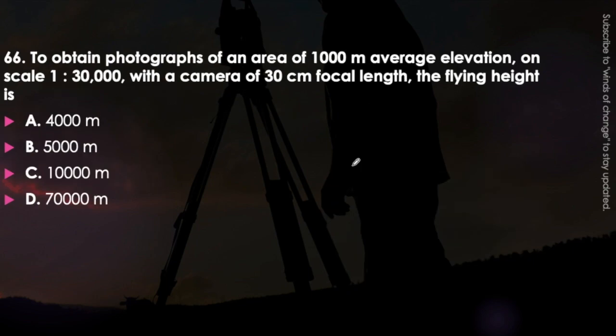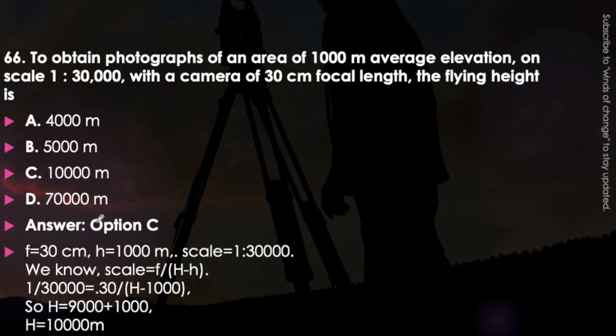Okay, next question. To obtain photograph of an area of 1000 meter average elevation on a scale of 1:30,000 with a camera of 30 centimeter focal length, the flying height is 4000 meter, 5000 meter, 10,000 meter, or 70,000 meter. Just think about it. Here you should know the formula for it, then only you can solve it. The formula for it is scale equal to f upon flying height. Okay, H minus h, that will be the difference of the flying height minus average elevation.